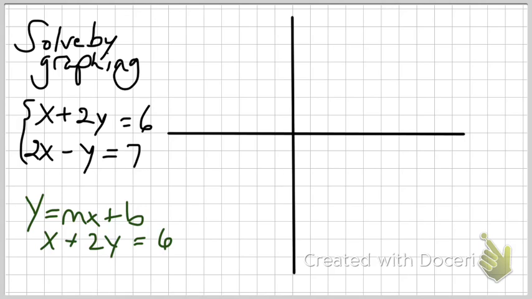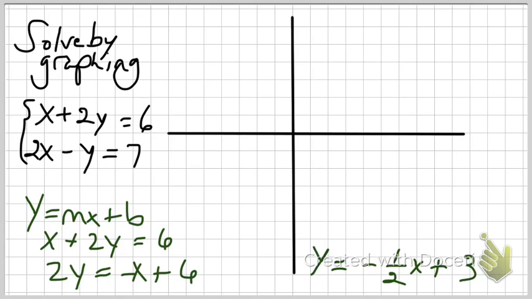Anyway, I'm working with the top equation, and I want that y alone, so I will subtract x from both sides. When I do, I've got 2y is equal to negative x plus 6. Now I want to undo times 2 with divide by 2. I'll divide everything by 2. That gives me a negative 1/2 x, and 6 divided by 2 makes 3.